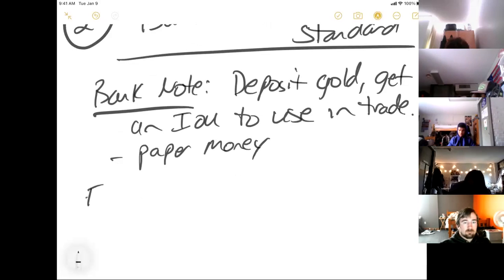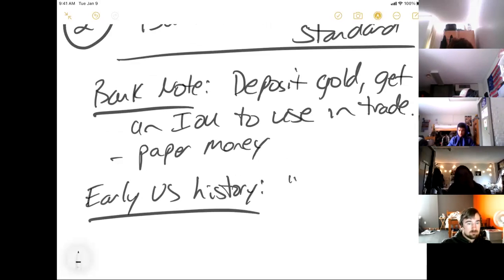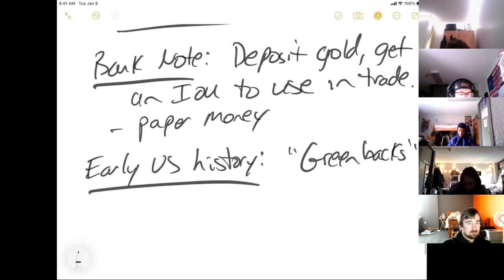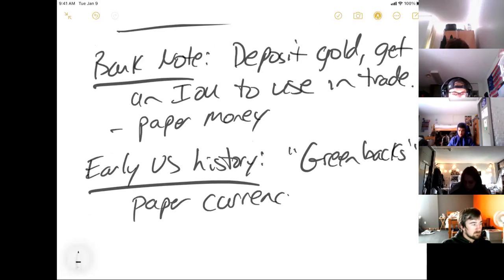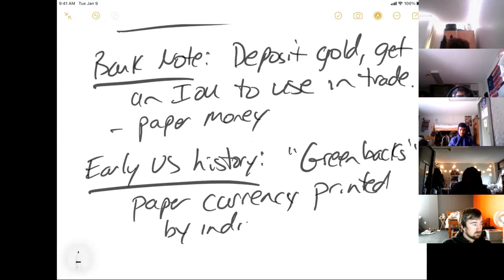These are essentially a first form of paper money. Right? In early US history, we had our own version of this. We called them greenbacks. This was paper currency printed by individual banks. So banks would take deposits and then they would print this paper currency, which basically represented a claim to a certain amount of gold.